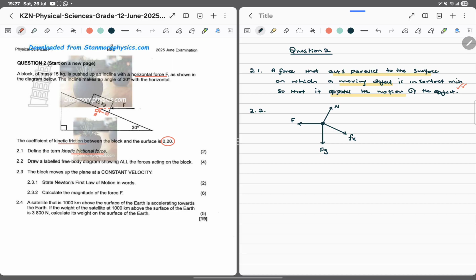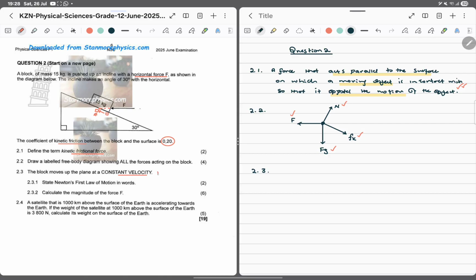So guys, those labels are recognizable in physics. You don't need to write them in full unless you want to, okay? But if you use unusual or unknown labels, then you may have to justify what those labels stand for through provision of a key, or just simply write everything in full if you will. That's honestly your choice. So 2.3 says the block moves up the plane at a constant velocity.